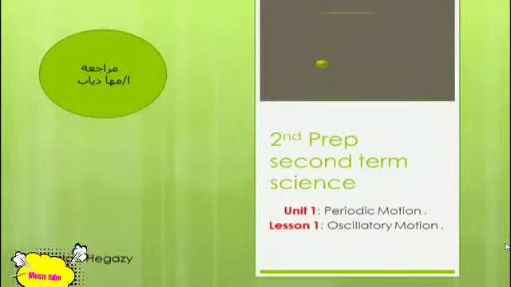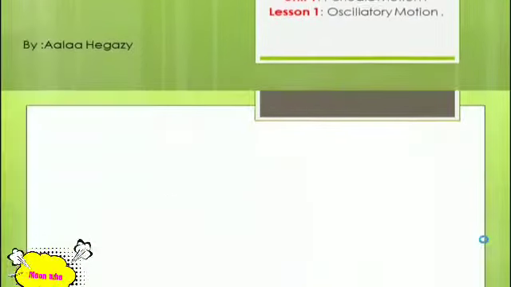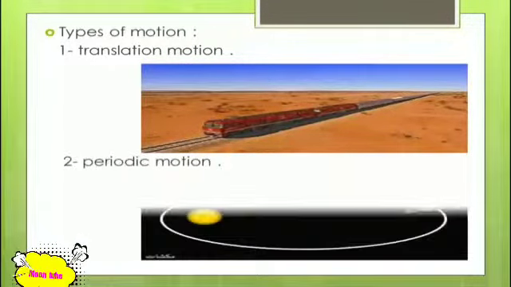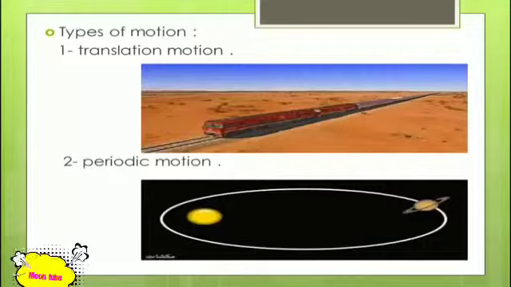In this video we are going to discuss the oscillatory motion. Last year you have studied that there are two types of motion. Number one, translation motion, such as train motion. Number two, periodic motion, such as the movement of the planets around the sun.